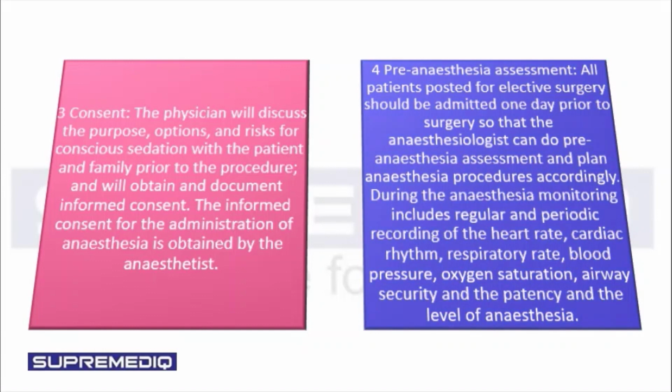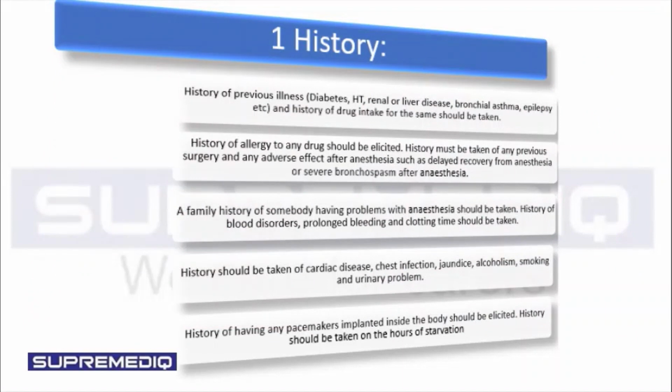During the anesthesia, monitoring includes regular and periodic recording of the heart rate, cardiac rhythm, respiratory rate, blood pressure, oxygen saturation, airway security and the patency and the level of anesthesia. 1. History. History of previous illness, diabetes, height, renal or liver disease, bronchial asthma, epilepsy etc., and history of drug intake for the same should be taken. History of allergy to any drug should be elicited.